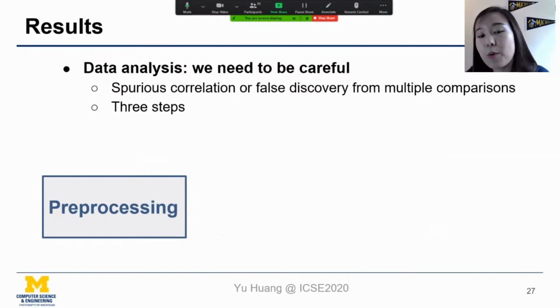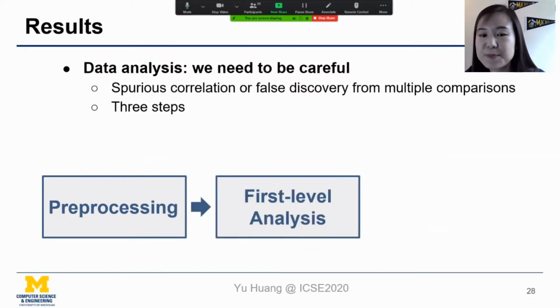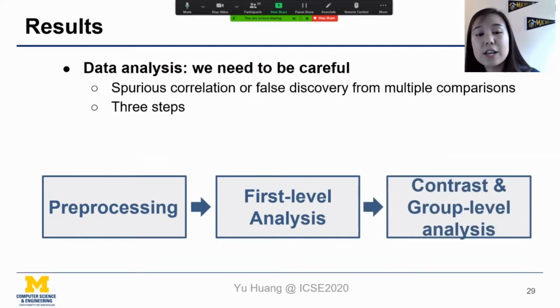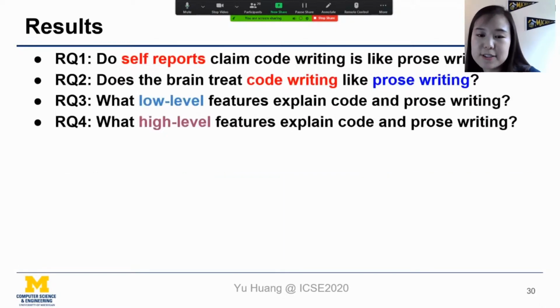Step number 1 is pre-processing to correct things like systematic sources of noise. Step number 2 is a first-level analysis to study brain activities within individuals. Step 3 is a contrast and group-level analysis. For example, we subtract one task from the other to cancel out effects from the environment. We applied false discovery rate correction to avoid spurious correlations.